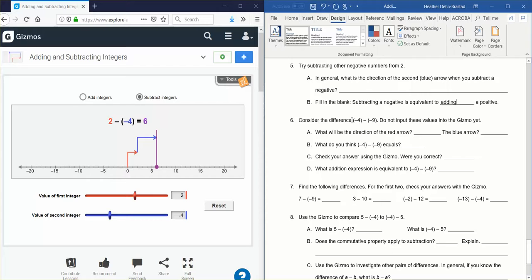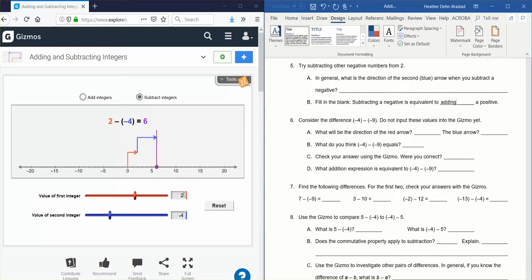Here's one with 2 negatives, negative 4 minus negative 9. So what will be the direction of the red arrow? The red arrow tells us that's the first one. So if it's a negative, it should go left. And the blue arrow is minus a negative. Do you think that'll go left or do you think it'll go right? And here's another question to think about. What do you think negative 4 minus negative 9 equals?